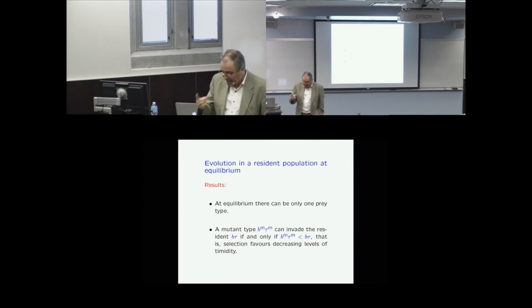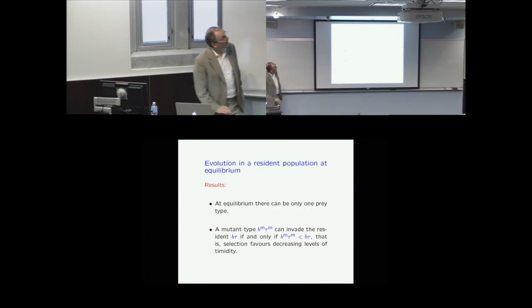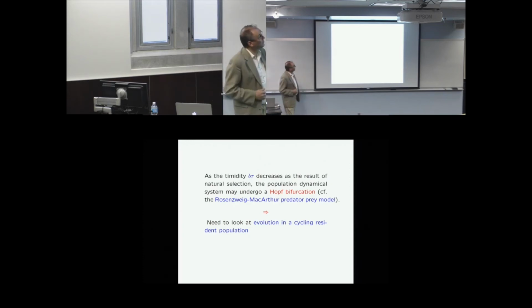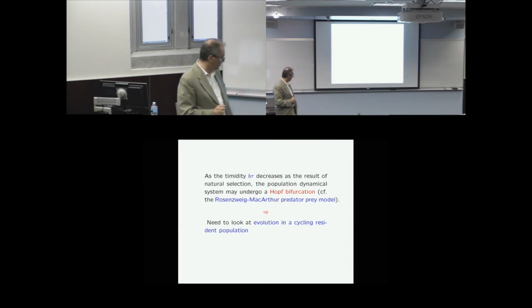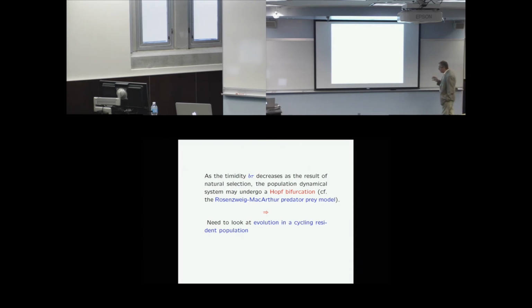But now it may happen that we have a Hopf bifurcation when this timidity changes due to natural selection. And when this happens, we have population dynamical cycles. So this is the typical Hopf bifurcation, which we observe already in the Rosenzweig-MacArthur predator-prey model. It's exactly the same. Now, of course, the model is slightly different because in the Rosenzweig-MacArthur model, we assume all the time that we have a Holling type 2 functional response. Now we have something different, but still qualitatively the bifurcation pattern is very, very similar. But this means now that we can't be content with just looking at steady state dynamics. We have to look at evolution in a cycling resident population.